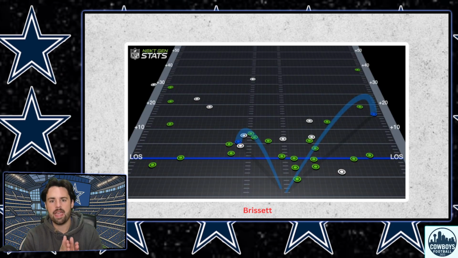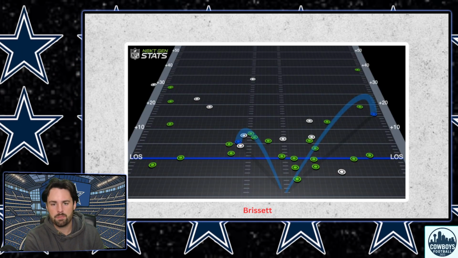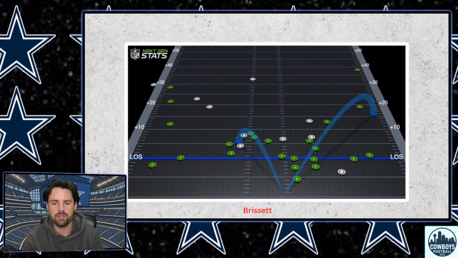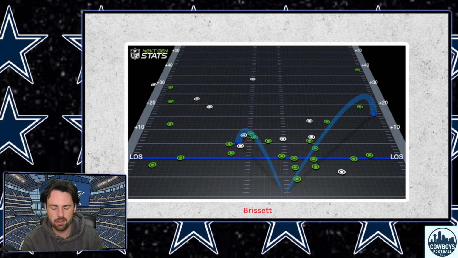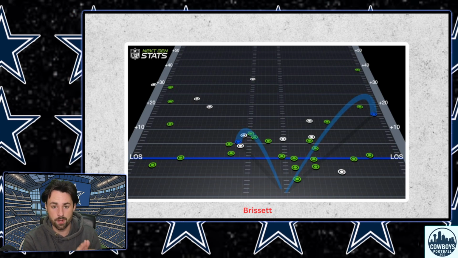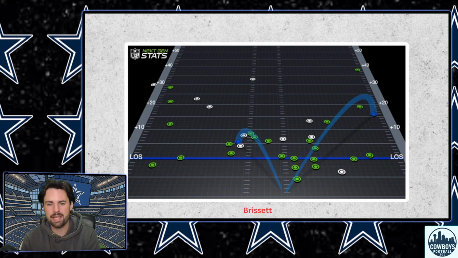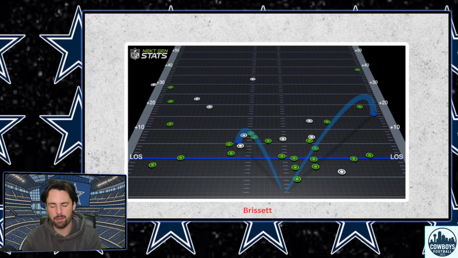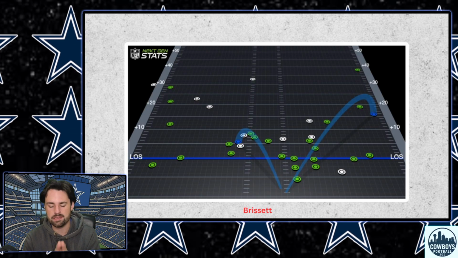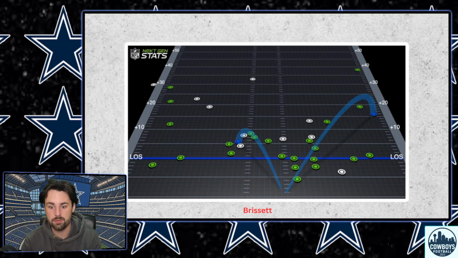Jacoby Brissett has led the Cardinals to some very close losses, but was not able to get a win. But let's take a look at the passing charts for both Jacoby Brissett and Kyler Murray to explain why Jacoby Brissett is a different quarterback and what we need to do differently against him.